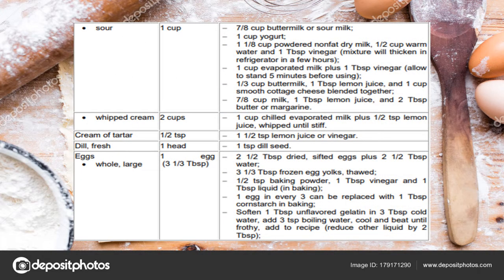Sour cream, 1 cup. You can replace it with 7/8 cup buttermilk or sour milk, 1 cup yogurt, or 1 and 1/8 cup powdered non-fat dry milk, 1/2 cup warm water, and 1 tablespoon vinegar. Mixture will thicken in the refrigerator in a few hours. Or 1 cup evaporated milk plus 1 tablespoon vinegar. Allow to stand 5 minutes before using. Or 1/3 cup buttermilk, 1 tablespoon lemon juice, and 1 cup smooth cottage cheese blended together. Or 7/8 cup milk, 1 tablespoon lemon juice, and 2 tablespoons butter or margarine.